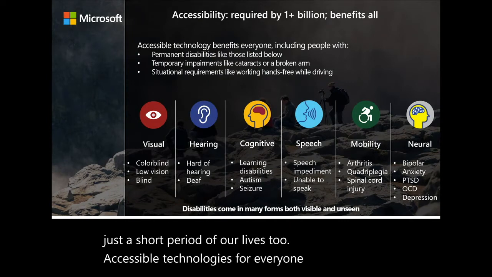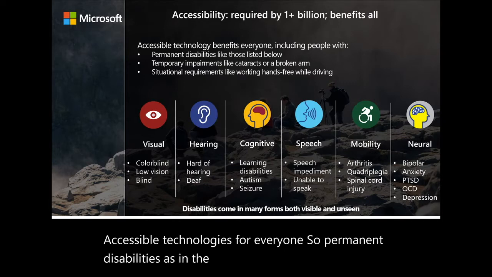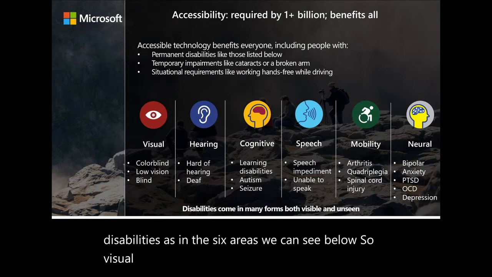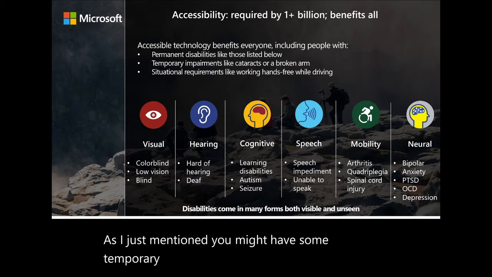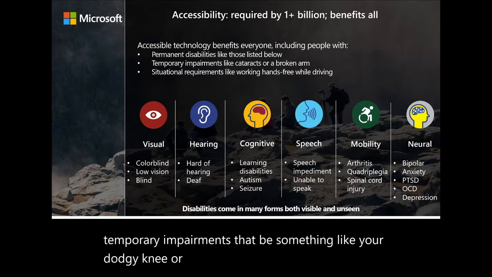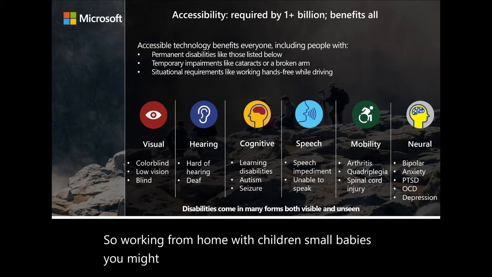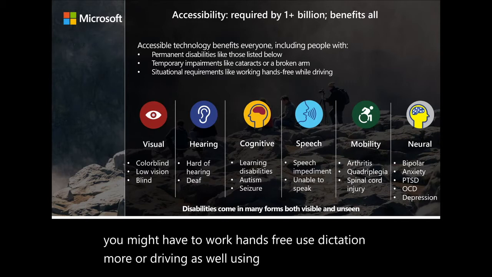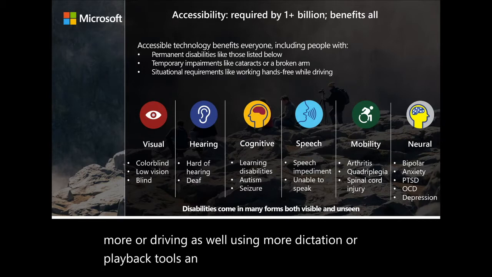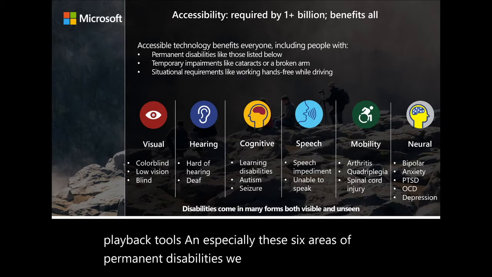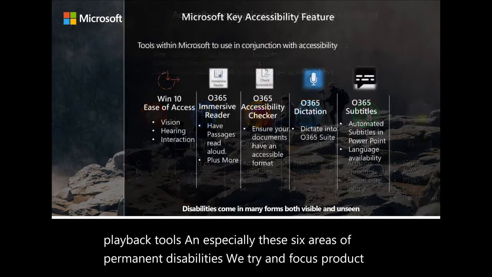So permanent disabilities, as in the 6 areas we can see below, so visual, hearing, cognitive, speech, mobility, and neural. As I just mentioned, you might have some temporary impairments. That'd be something like your dodgy knee or a broken arm or cataracts waiting for them to be removed. And, you know, everyone might have situational requirements. So working from home with children, small babies, you might have to work hands-free, use dictation more, or driving as well, using more dictation or playback tools. And especially these 6 areas of permanent disabilities, we try and focus product development in these areas.